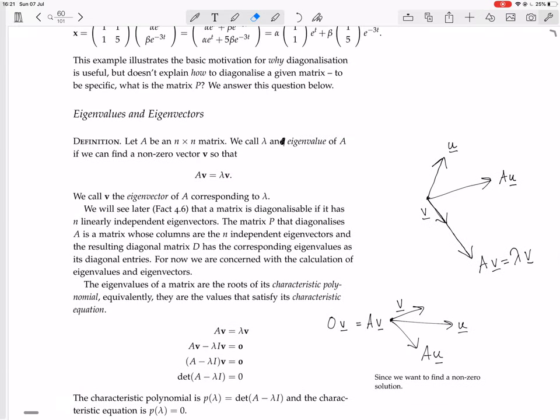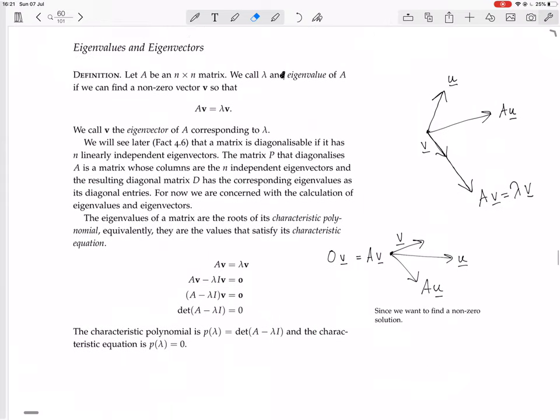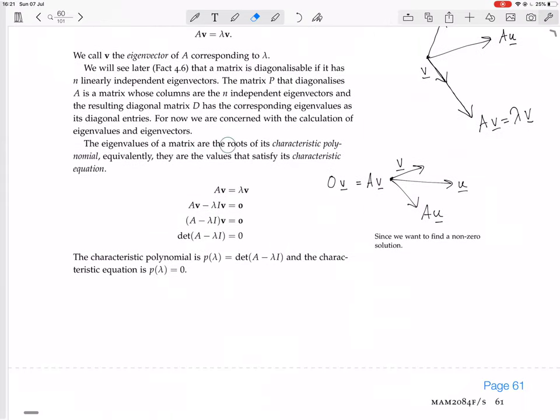Anyway. But for now, we're not concerned with that stuff. We're concerned with the calculation of eigenvalues and eigenvectors. So how are we actually going to calculate eigenvalues and eigenvectors? Okay. So the eigenvalues of a matrix are the roots of its characteristic polynomial. Equivalently, they are the values that satisfy its characteristic equation.